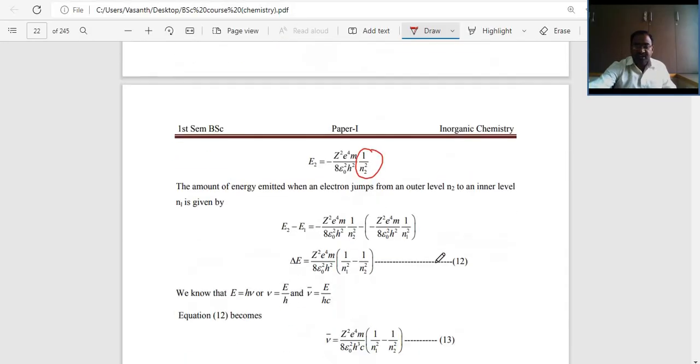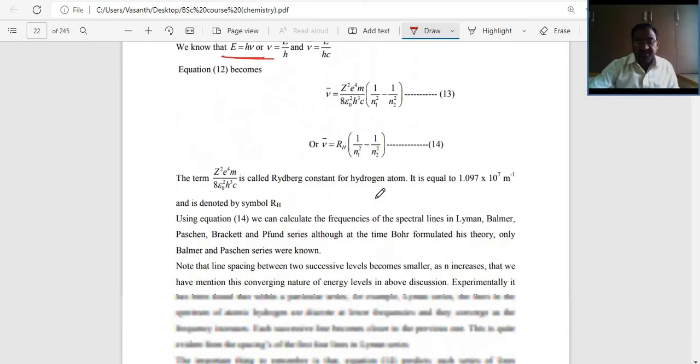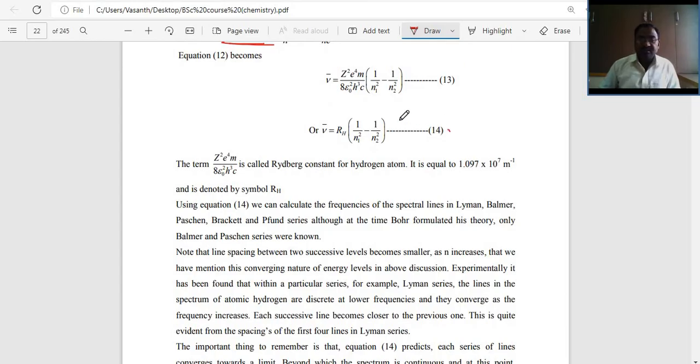That's why we are going to take the common factor Z square e to the power of 4 m by 8 epsilon naught square h square. Thus we take the common factor 1 by n1 square minus 1 by n2 square. By considering Planck's constant equation, E is equal to h nu. Here nu is equal to E by h. Just substitute all the values. Finally, we are getting the Rydberg equation.